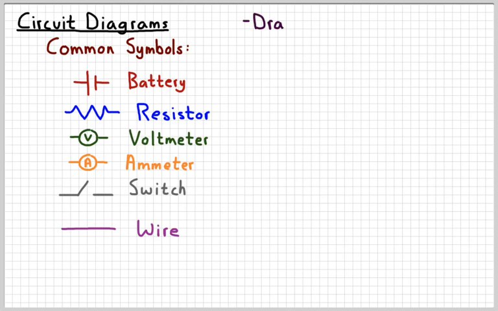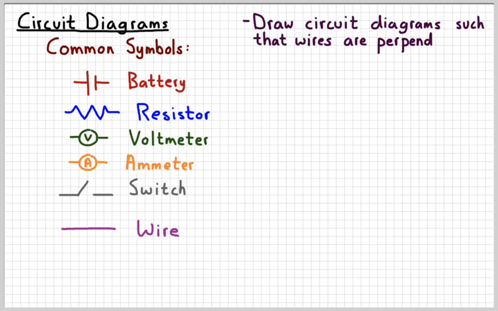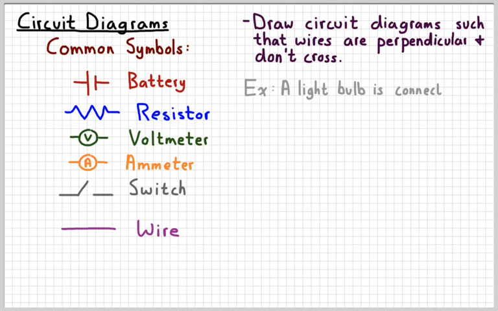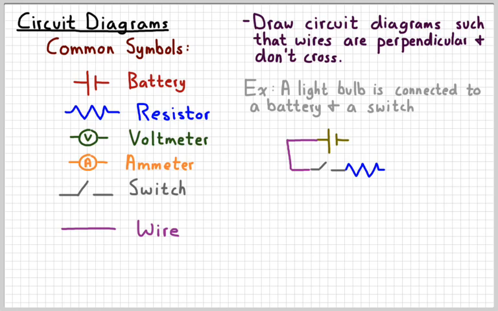Now when we draw a circuit diagram, you need to draw the circuit so that the wires are basically perpendicular to each other at right angles, and they never cross. If you do that, then they should be pretty clear. So for example, suppose that we had a light bulb, which is a resistor, that's connected to a battery and a switch. The circuit diagram would start out with a battery and some wires, and then connect to the switch, which can connect to the light bulb, and then the wires go back to the battery. You didn't have to necessarily draw them in that order.